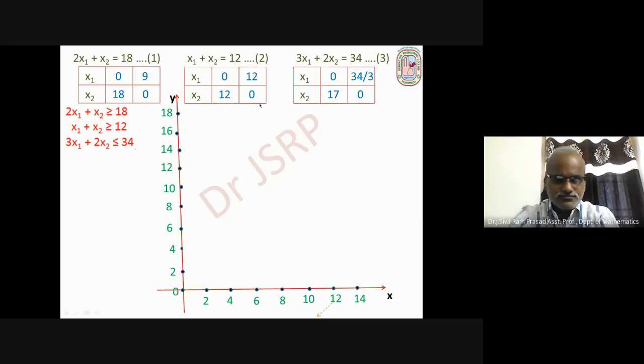Okay, right. Draw first line. To draw first line, first point 0, comma 18. This is on y-axis. So 0, comma 18. This is the point 0, comma 18.